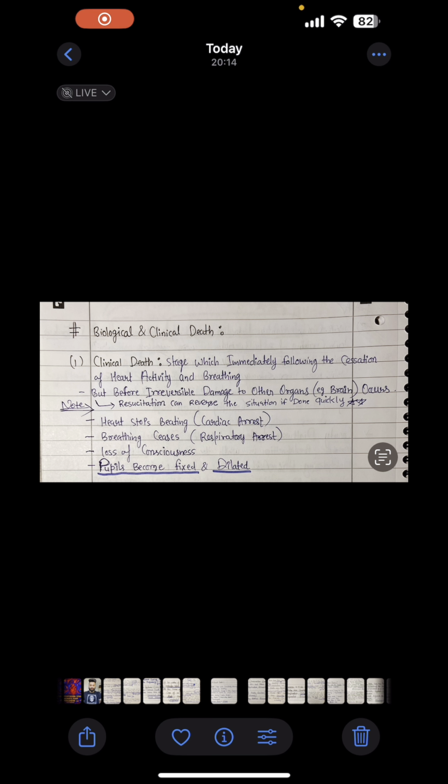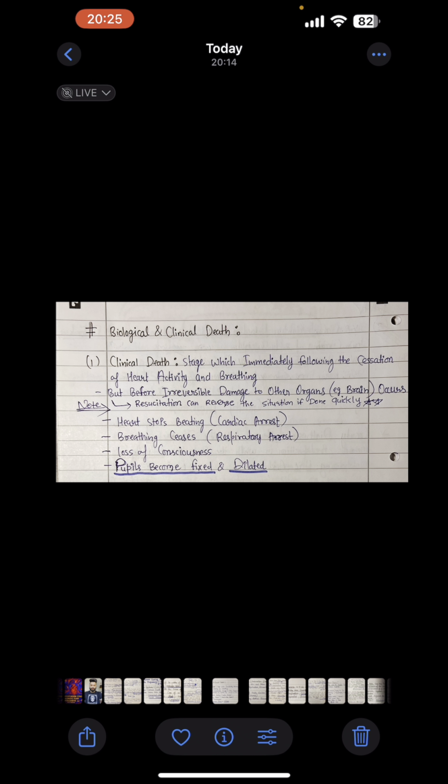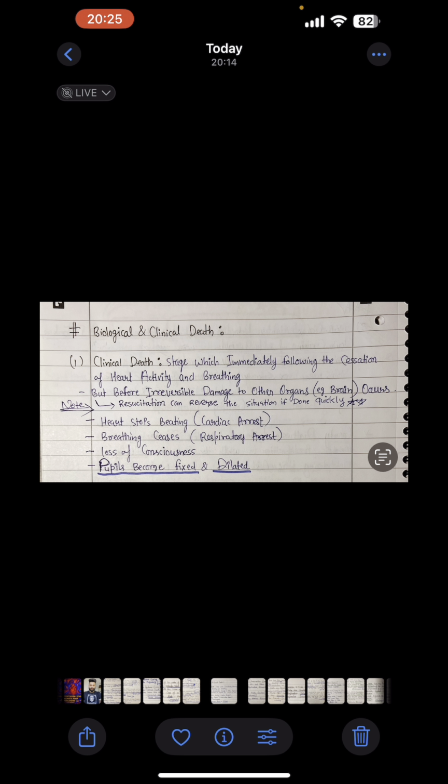Next, let's go to biological and clinical death. First is clinical death. Clinical death is the stage immediately following the cessation of heart activity and breathing, but before irreversible damage to other organs, for example the brain, occurs, if the resuscitation measures or emergency care are provided correctly to the patient.